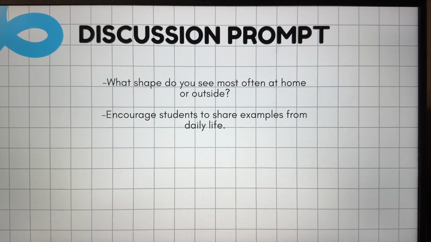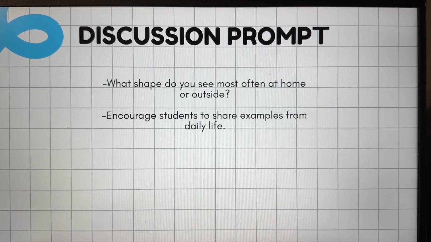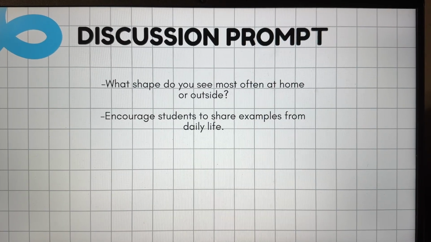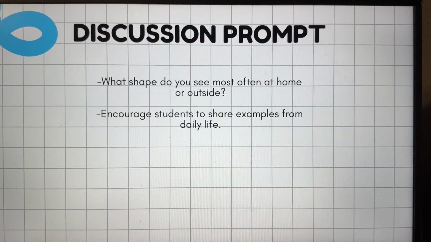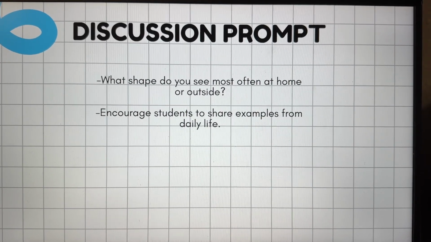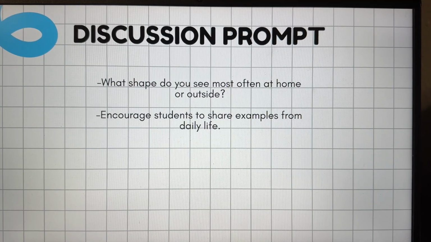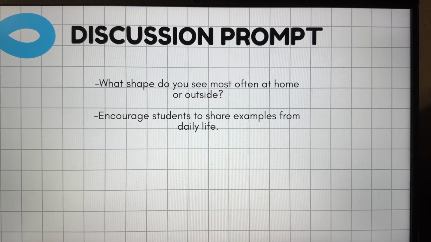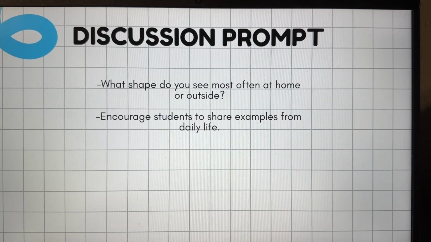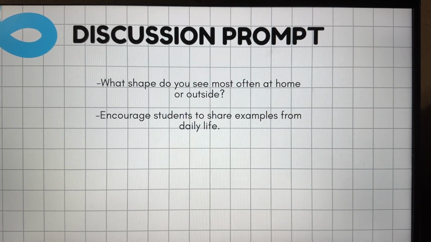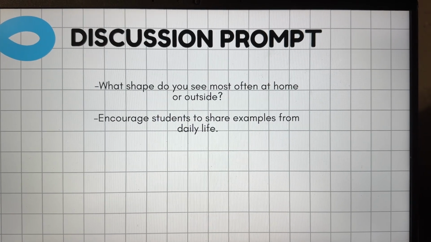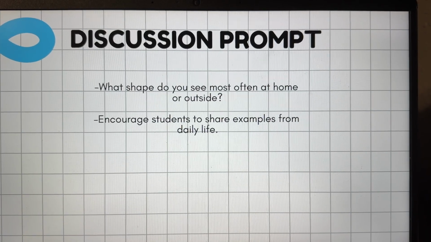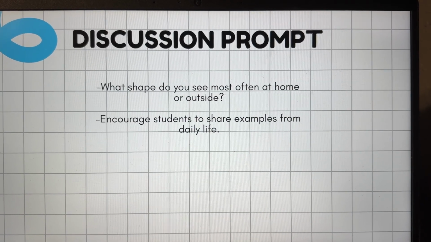Our discussion prompt is going to be, what shape do you see most often at home or outside? One of my students could say circle or square. Square could be the tiles on the floor. Square could be a shape of their favorite toy at home.